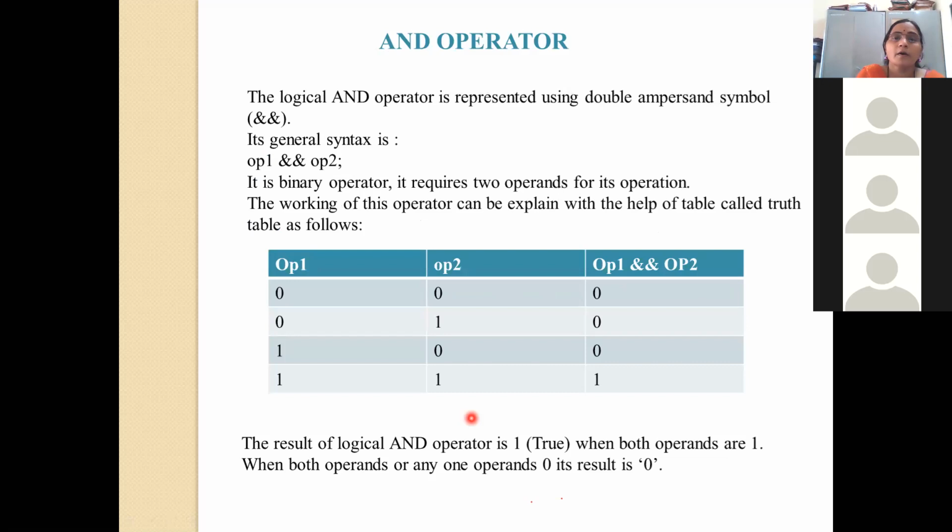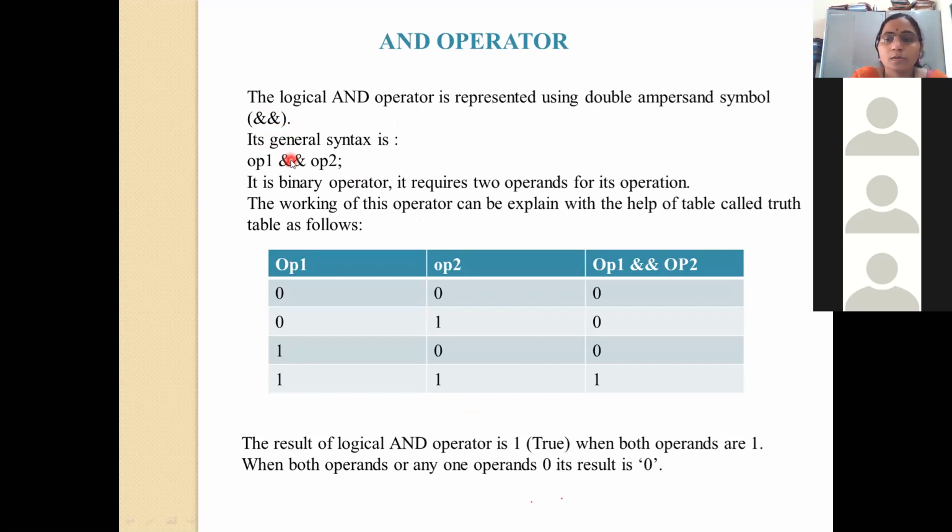One by one. The first operator is the AND operator. I already told you in the last slide, it is represented using the double ampersand sign, or you can say the double AND symbol.